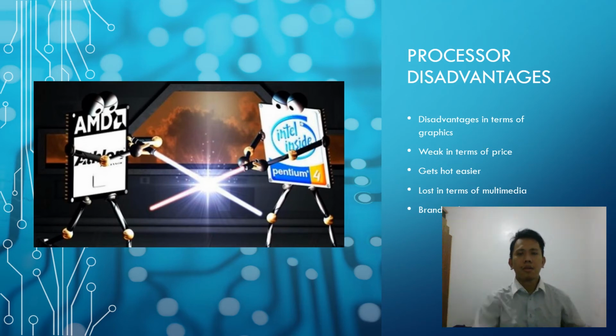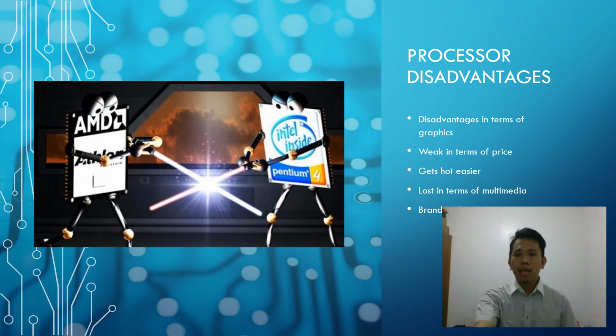And the last, branding loses to competitors. Intel processors were produced earlier than AMD. This then made Intel a processor trusted by many computer users, so that it was superior to brands like AMD.